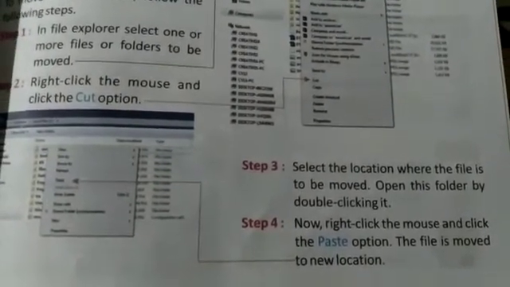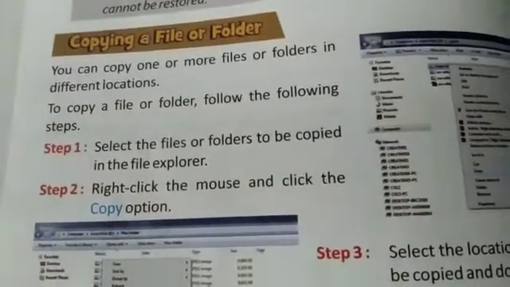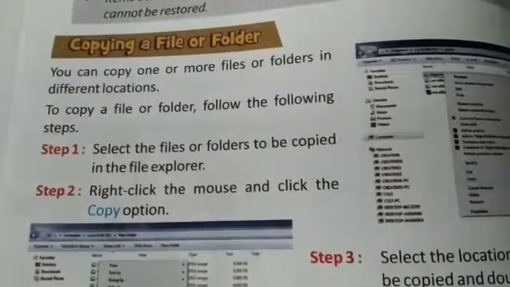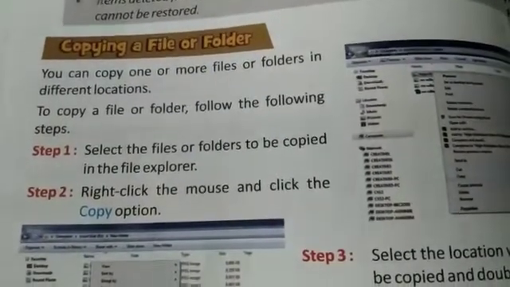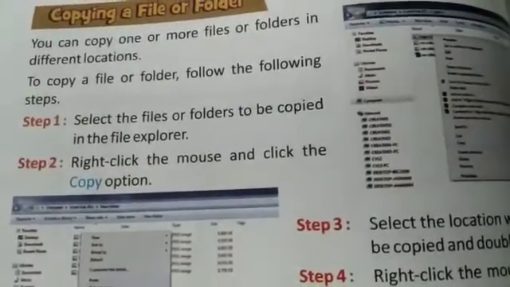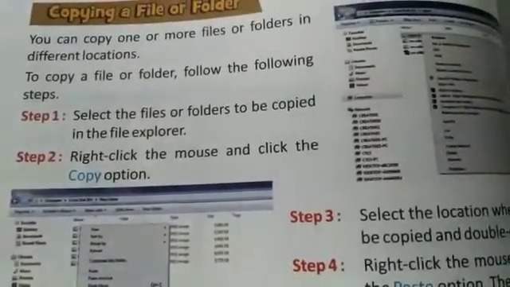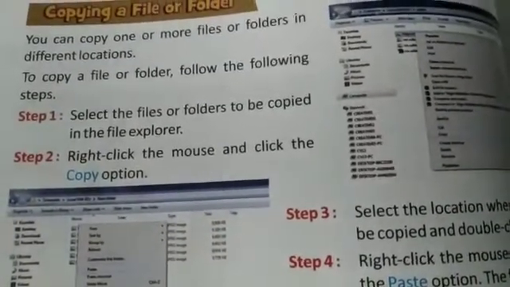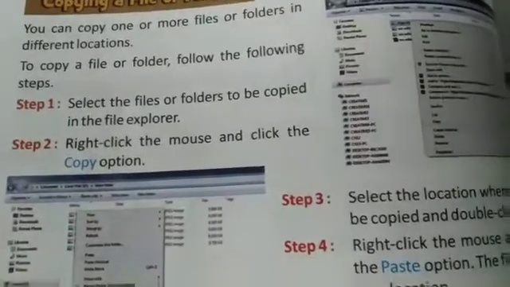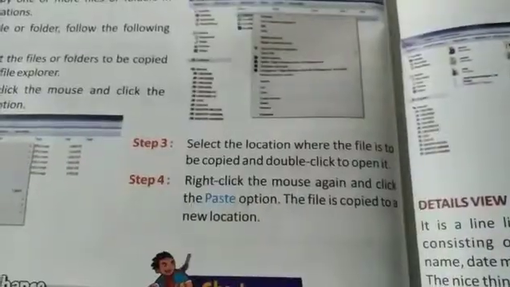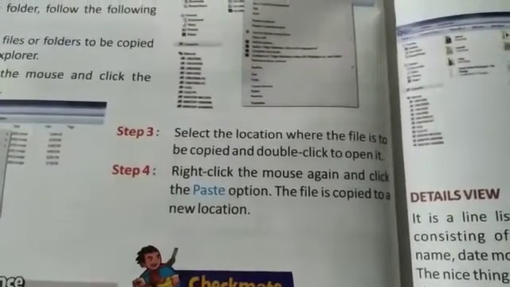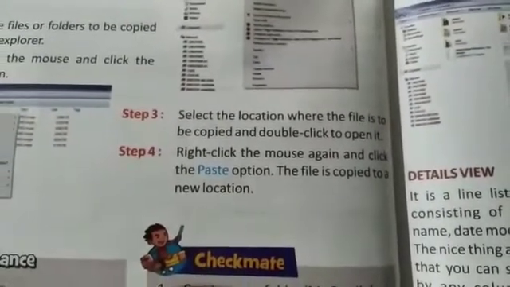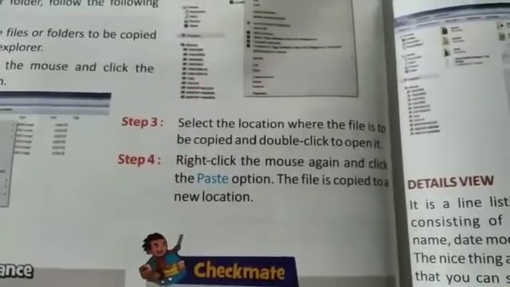Then copying a file or folder. Suppose you want to copy one or more files or folders to different locations, you have to follow these steps. Select the files or folders to be copied in File Explorer. Then right click the mouse and click the Copy option. Then select the location where your file is to be copied and double click to open it. Right click the mouse, again click the Paste option. The file is copied to a new location.